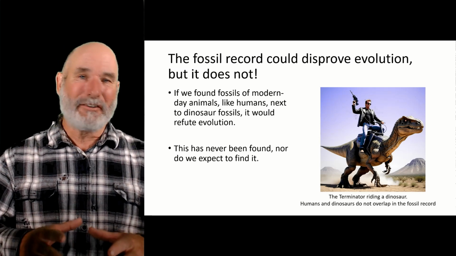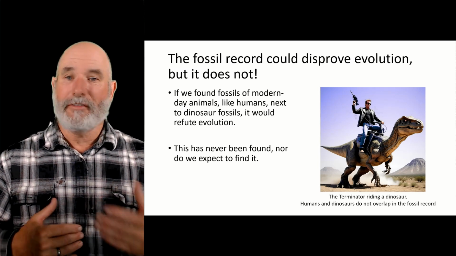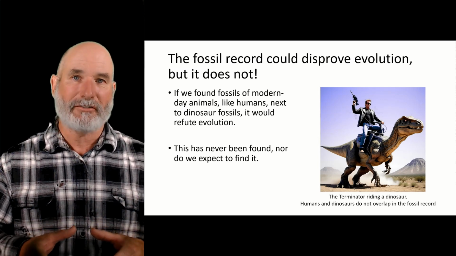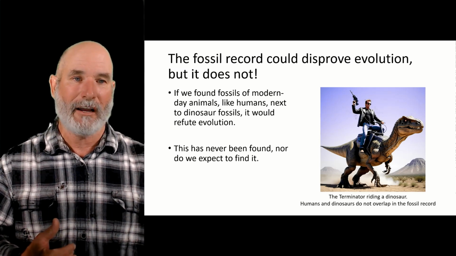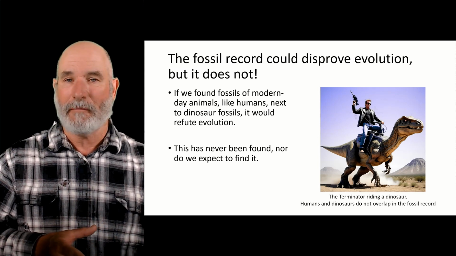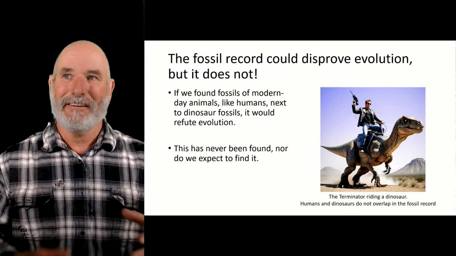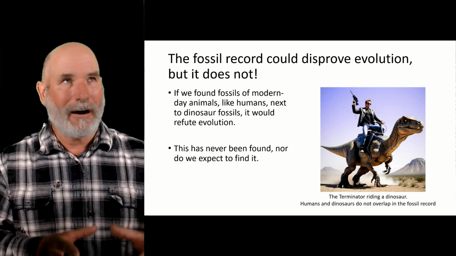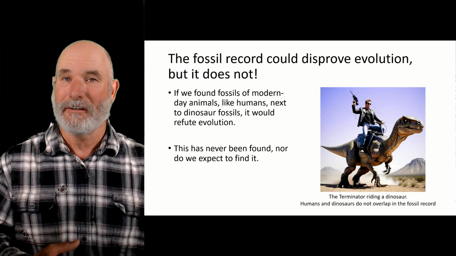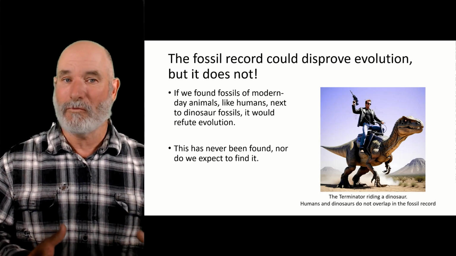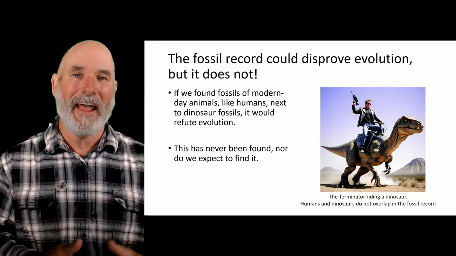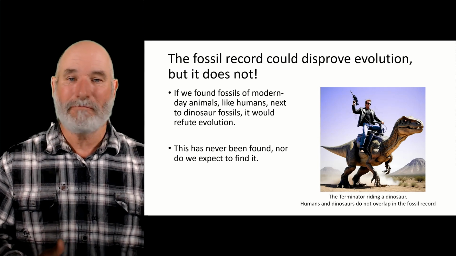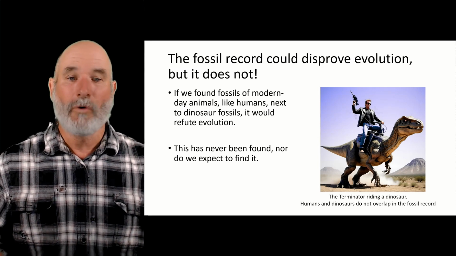Now, the other interesting thing: theories are broad, powerful explanations for a large set of phenomena. So evolution by natural selection explains why species change over time, right? So we know that species change over time. And part of being science is this idea, this philosophy, that at least one type of observation or experimental result could refute it. So for example, in the fossil record, what we never find is a modern day animal like a human next to a dinosaur. If we did, that would refute evolution, but we never see that. It's never been found, nor do we expect to find it.